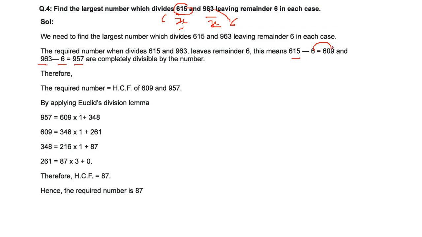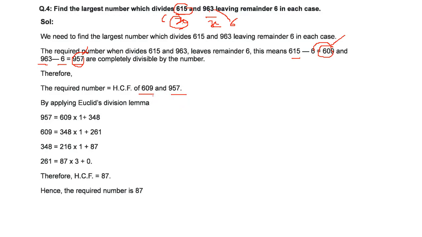Now these are the two numbers. When they are divided by a certain number, this number x is going to divide both of them. So that means we are trying to find the HCF. So we'll find the HCF of 609 and 957, and we will apply the Euclid division lemma.